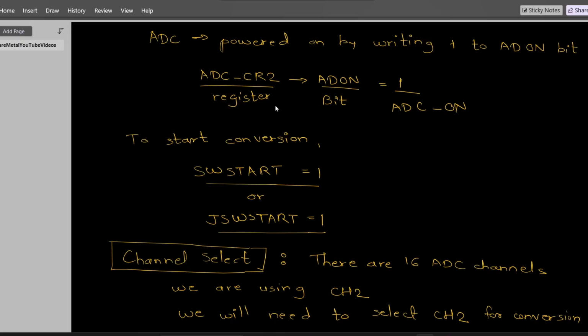So for our tutorial, or for this video, we are going to use a software start. We are going to tell the ADC when to start and when to stop. Stop will be a command, and start will be a command. We will wait for the ADC to complete its conversion, then we will read the value and then we will stop.